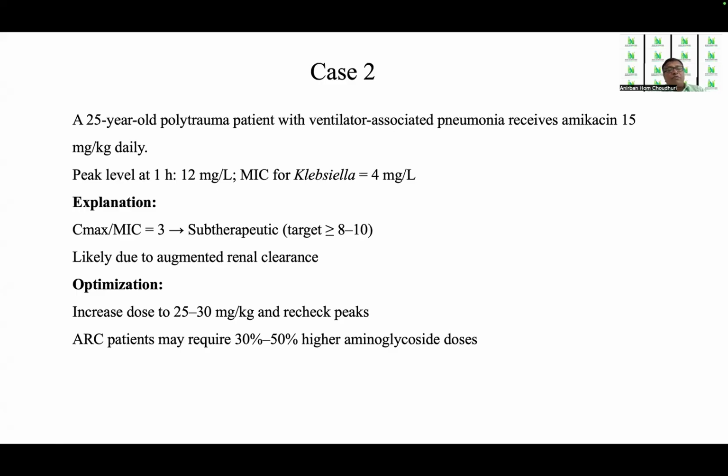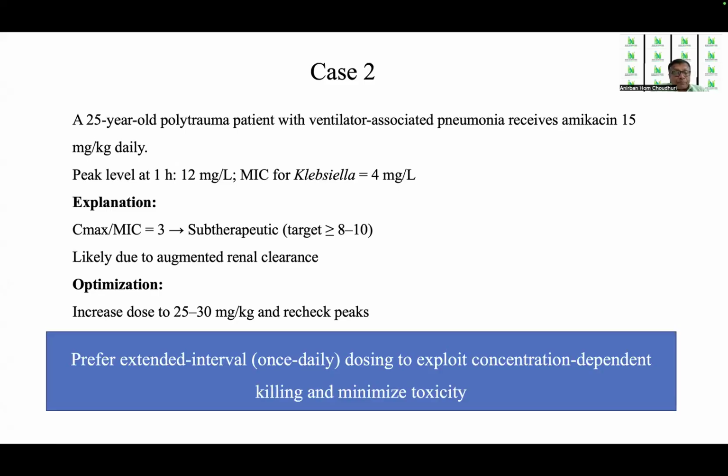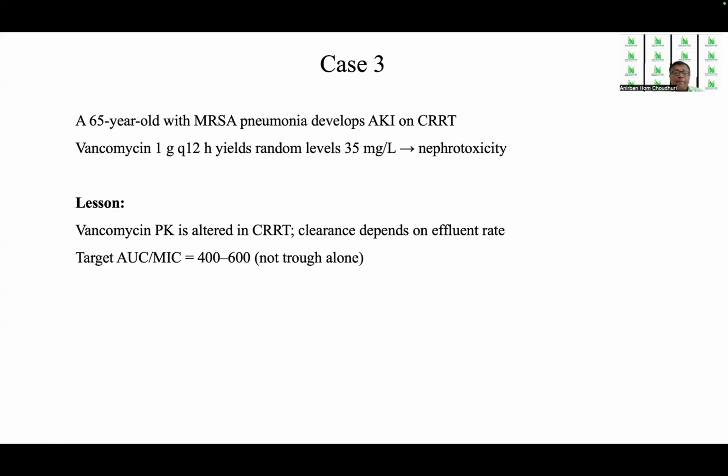So the target has to be 8 to 10. This is because of augmented renal clearance. So we have to increase the dose from 15 milligrams per kg to almost twice, that is 25 to 30 milligrams per kg, and recheck the peak levels. Augmented renal clearance patients may require 30% to 50% higher aminoglycoside dose. Also, prefer extended interval dosing to exploit concentration dependent killing and minimize toxicity, although it may not always work.